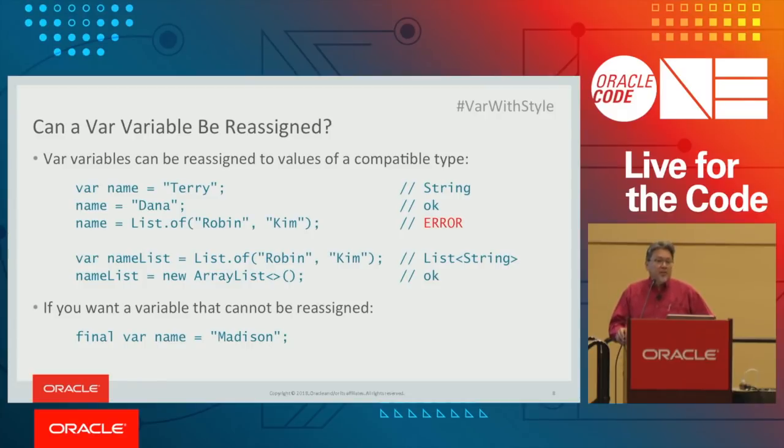Now, suppose you want a variable that cannot be reassigned. Then just say final var. Just like you could say final String name, you could say final var name equals "Terry", or "Madison" in this case.